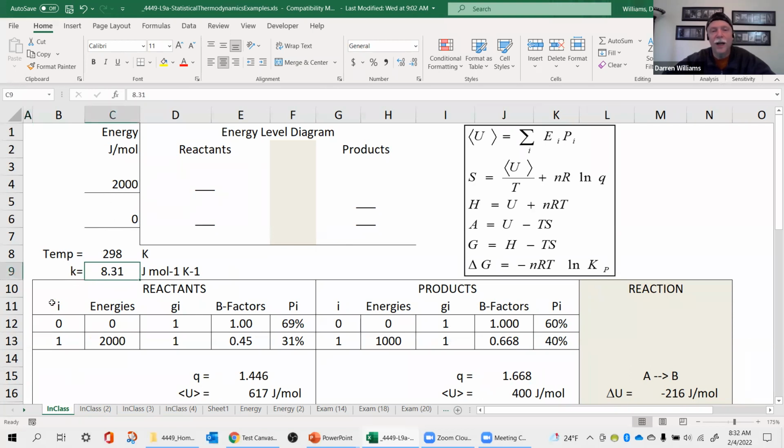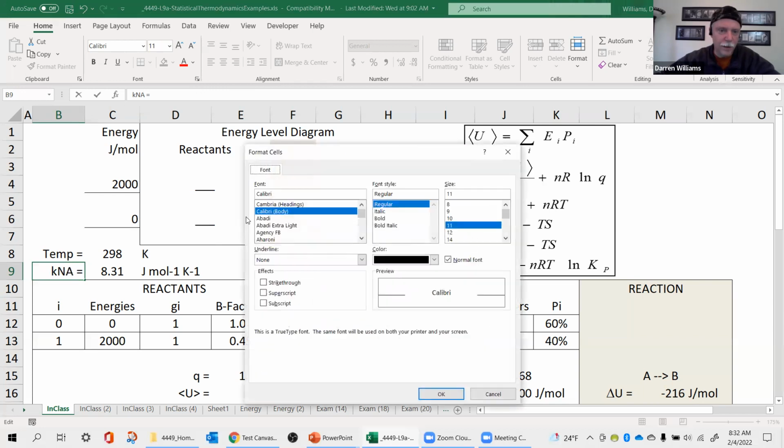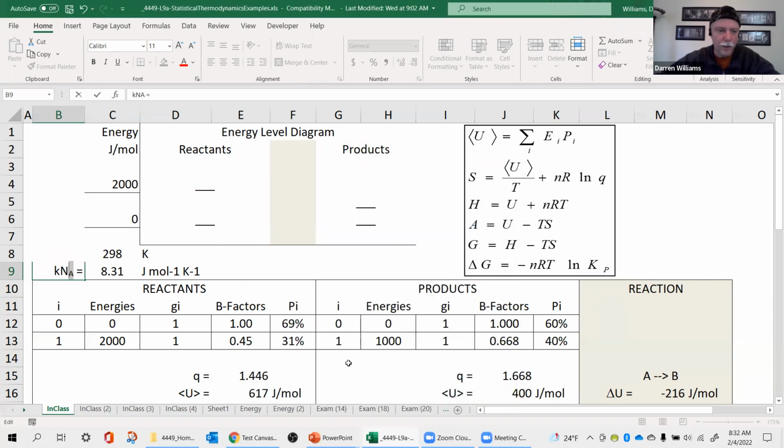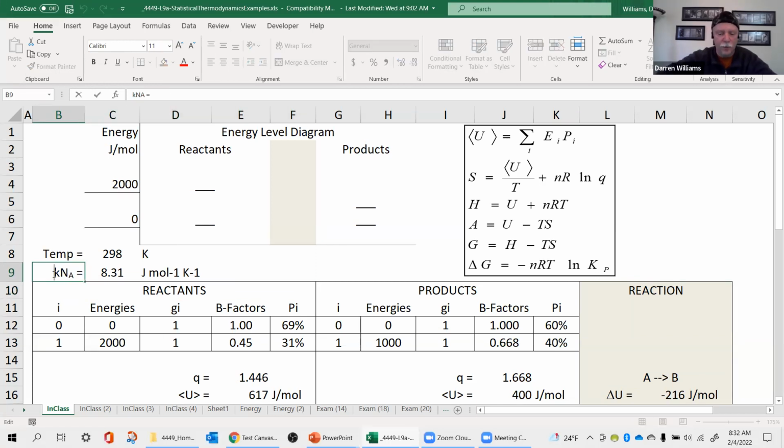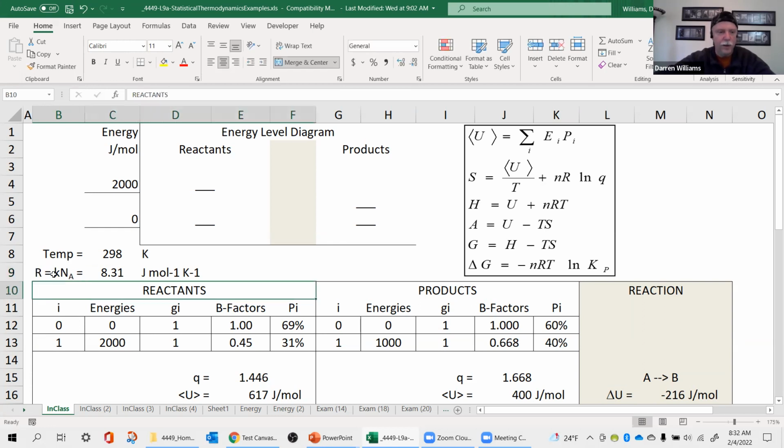Now look at our K, our Boltzmann constant. It's really R. It's 8.31 joules per mole Kelvin, and our temperature is 298. So actually, to be perfect, this would be Avogadro's number times k. And so I'm going to make that a subscript. Okay. Let's go ahead and put R in front of that. Okay, so again, we've got R there.